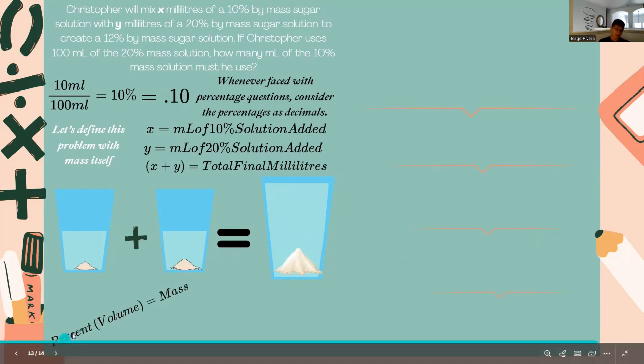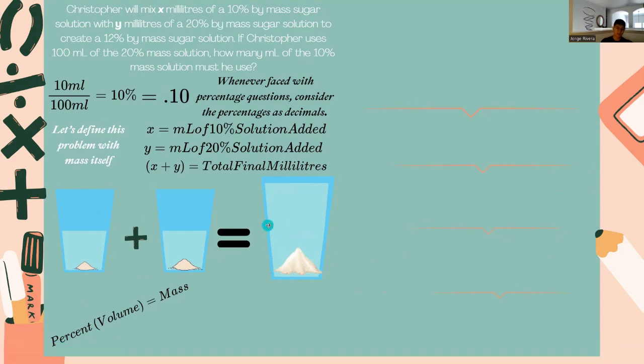So here we have percent. Mass is going to be equal to the percent, or in this case the decimal, times the volume. If we think about it, percent is basically just a ratio of grams per volume. So it's going to be grams over volume.